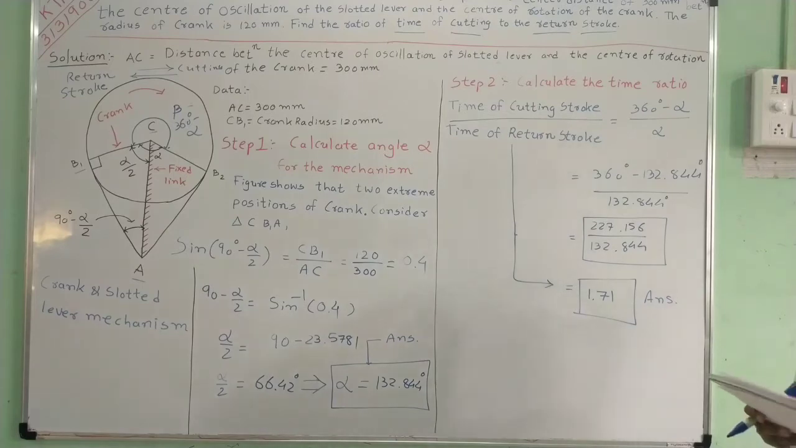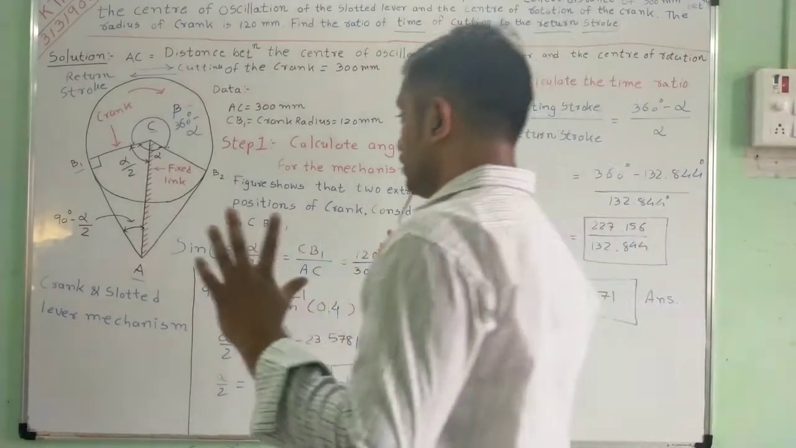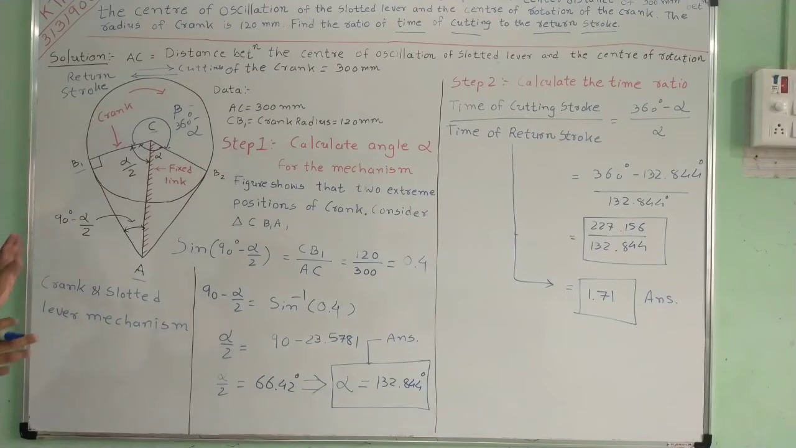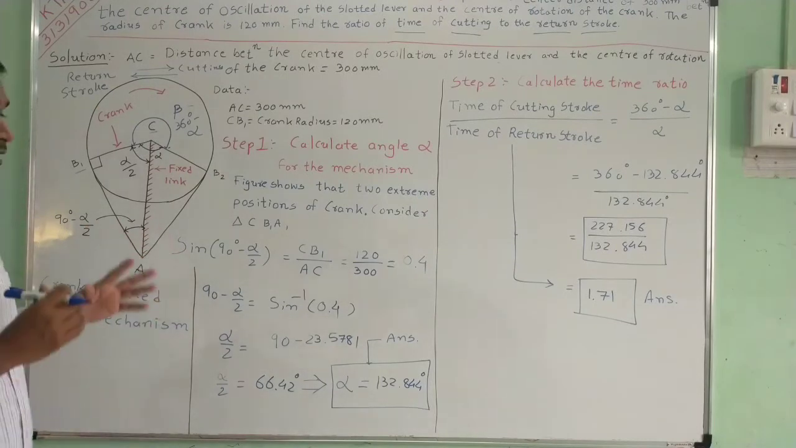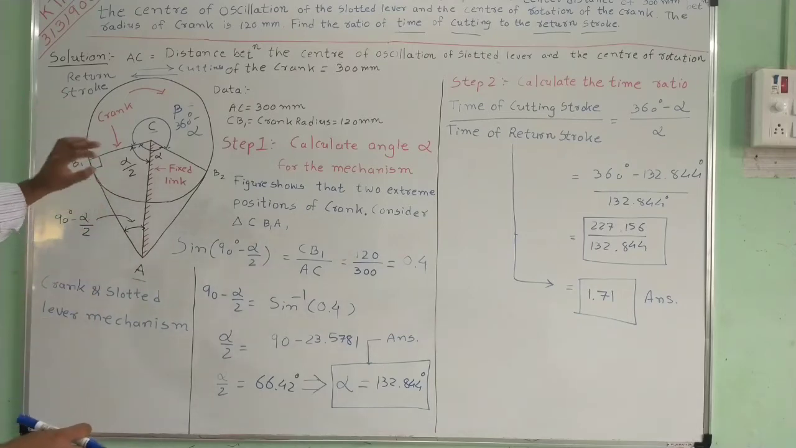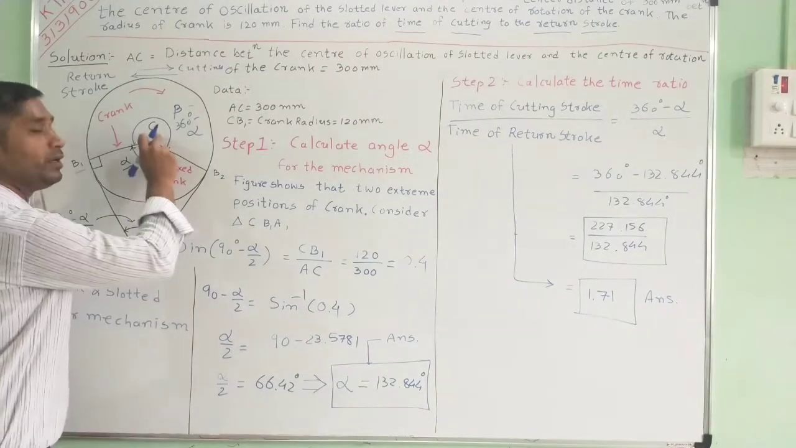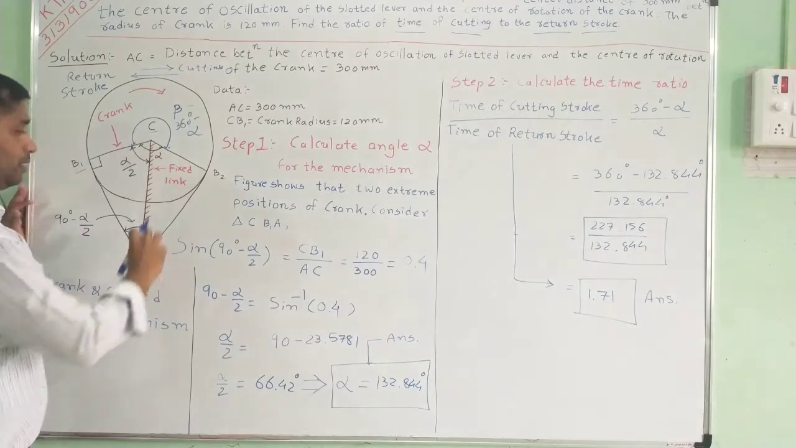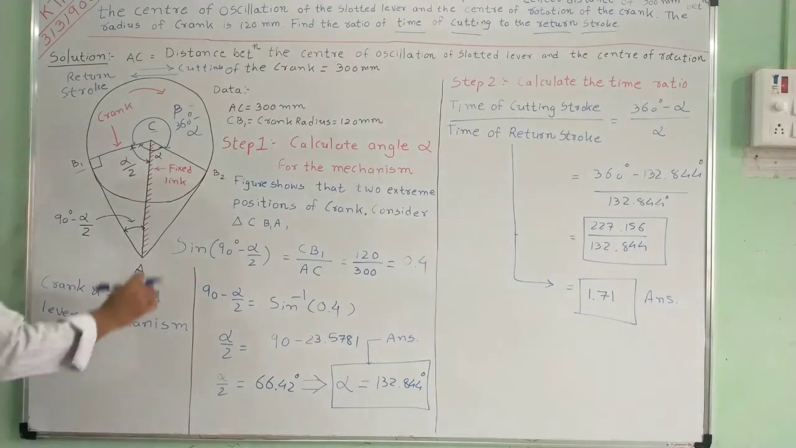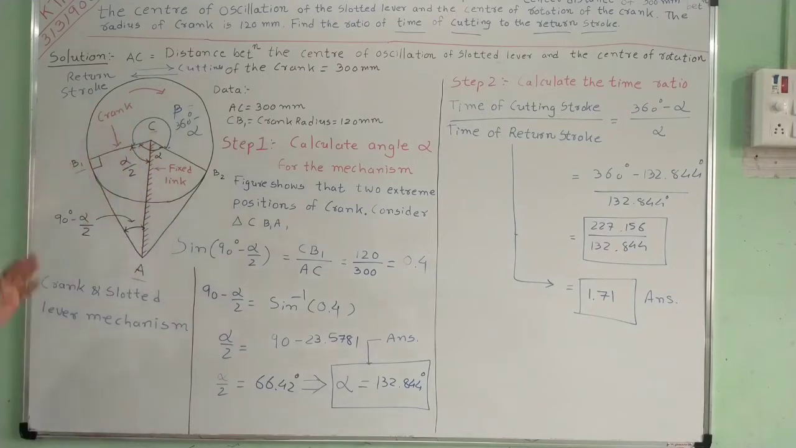Okay, so it's a simple problem, very easy problem. Nothing is very hard. Again, I will explain simply. First of all, what is given? The AC is given. It means A is the center of oscillation and C is the center of rotation of the crank. The distance is given as 300 mm and the crank radius is given as 120 mm.